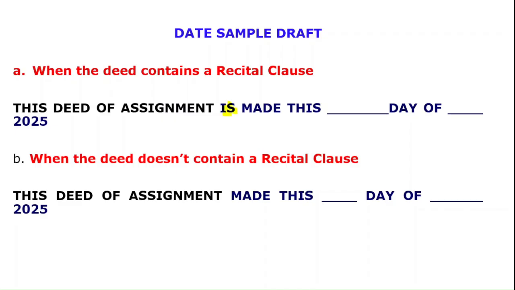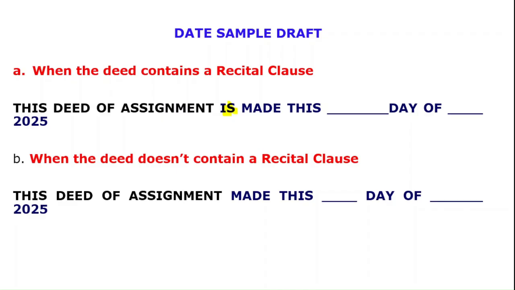That's just the difference. So in case you are now wondering, how would I know if a deed of assignment will contain a recital or not? Stick with the question that you are given. If the question is saying draft the introductory part of a deed of assignment, then include the recital. It is only when the examiner expressly says draft the introductory part without a recital, that's when you now know, okay, the examiner does not need me to draft a recital. Then you now know how to draft your date clause.